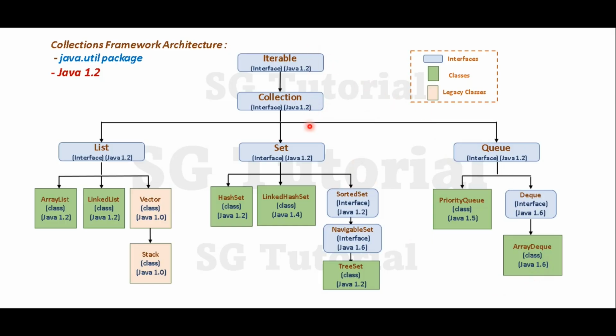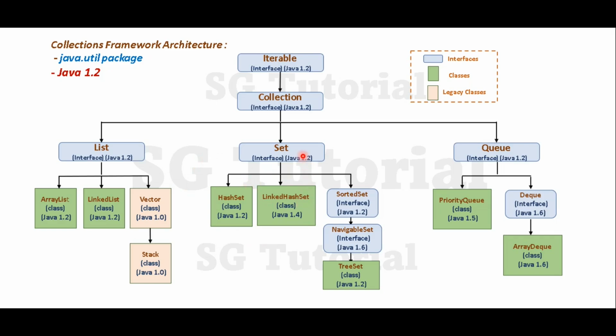Clear? So always keep in mind the Collection interface is a root interface and it has three children: List interface, Set interface and Queue interface. The List interface has four implementation classes: ArrayList, LinkedList, Vector and Stack. But Stack is an indirect implementation class of the List interface because Stack extends the Vector class, right? And Set has two implementation classes: HashSet and LinkedHashSet.